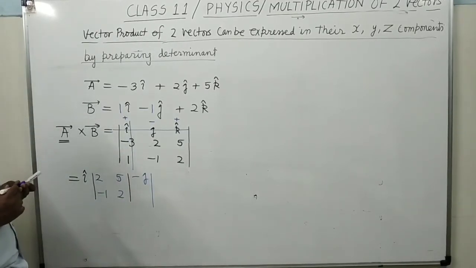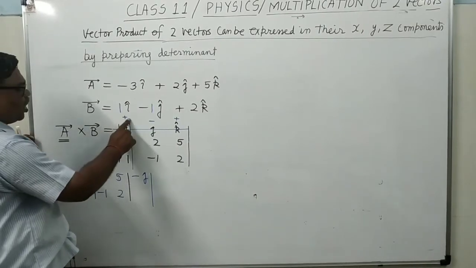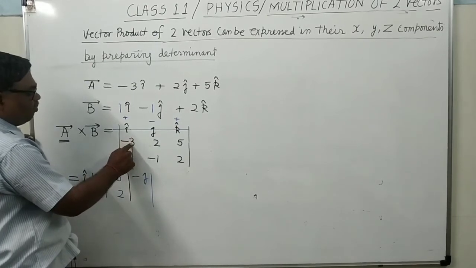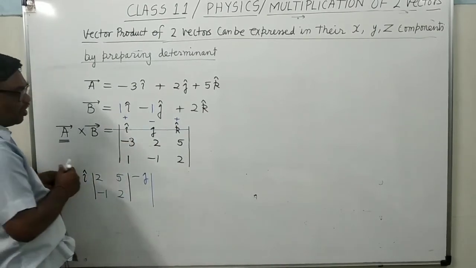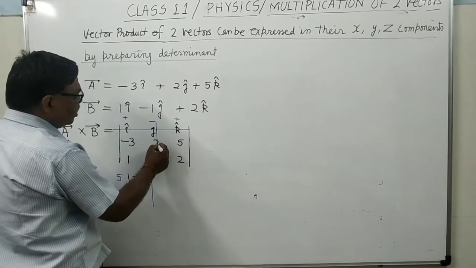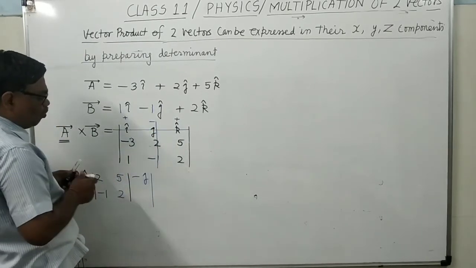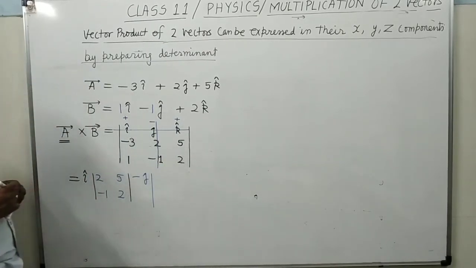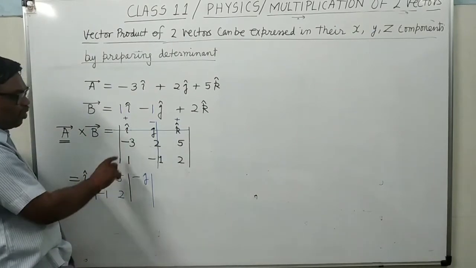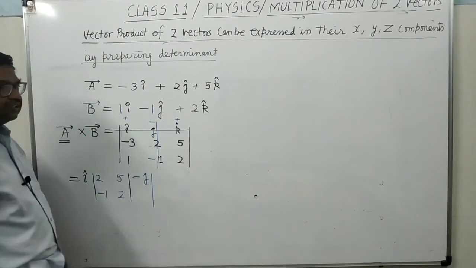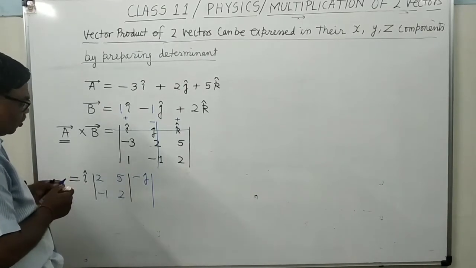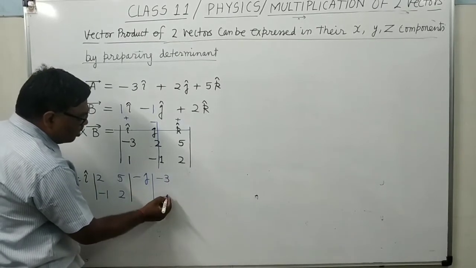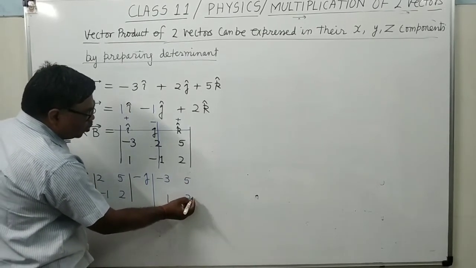How will you find the cofactor of j? The horizontal line will remain as it is, but the vertical line will now pass through 1. So you can see this line is cut. What is the uncut part? This and this. So you write down the uncut part: minus 3, 1, 5, 2.